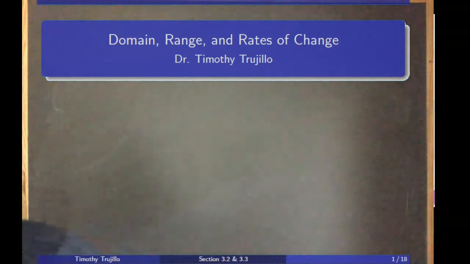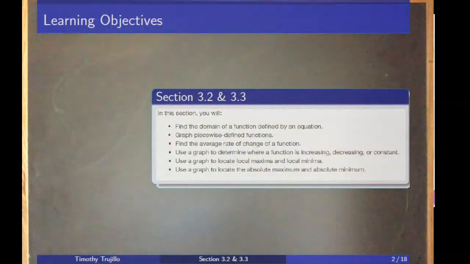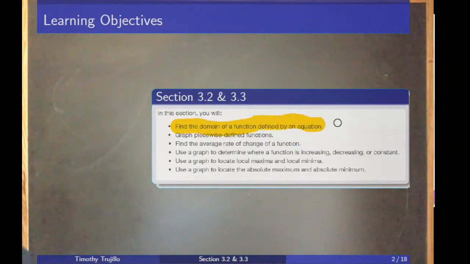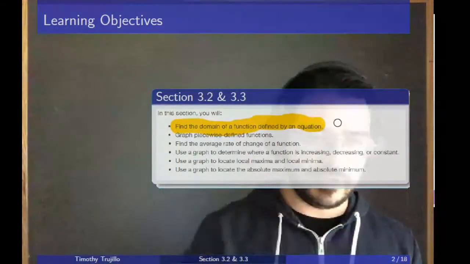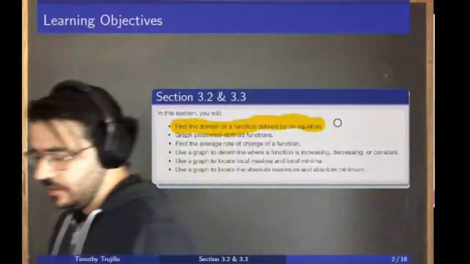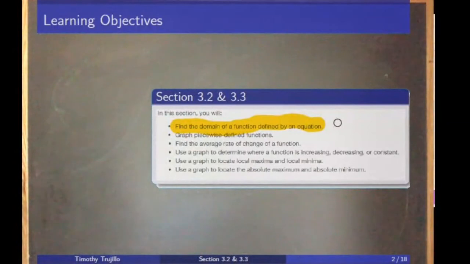Okay, so what do our learning objectives look like today? Well, first off, we're going to talk about how to find the domain of a function given an equation for the function. So we'll talk a little bit about how to find the domain and range just from the graph. It's just the set of all possible x values and the set of all possible y values, the x values being the domain and the y values being the range. But we have to think a little bit about what happens when we're given just an equation for the function.